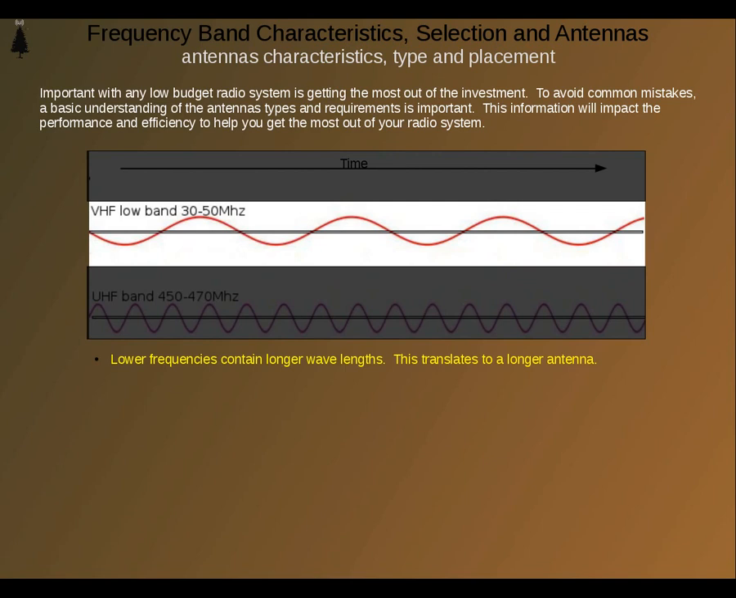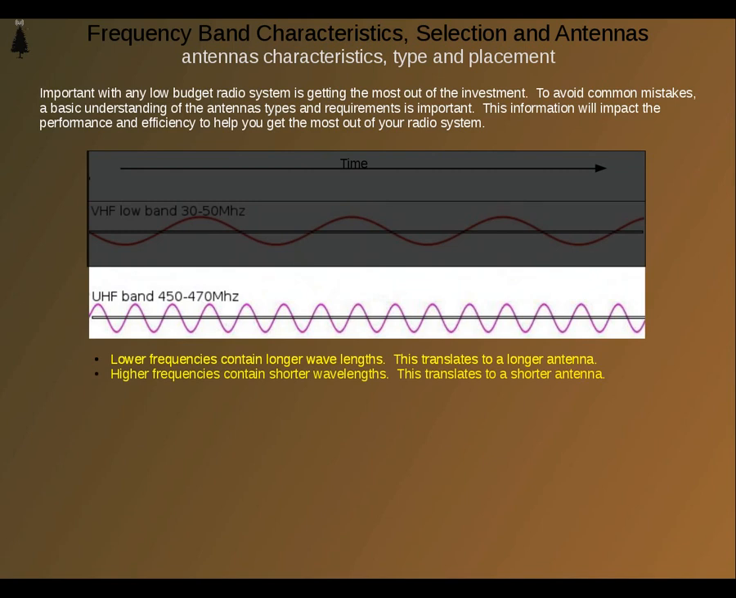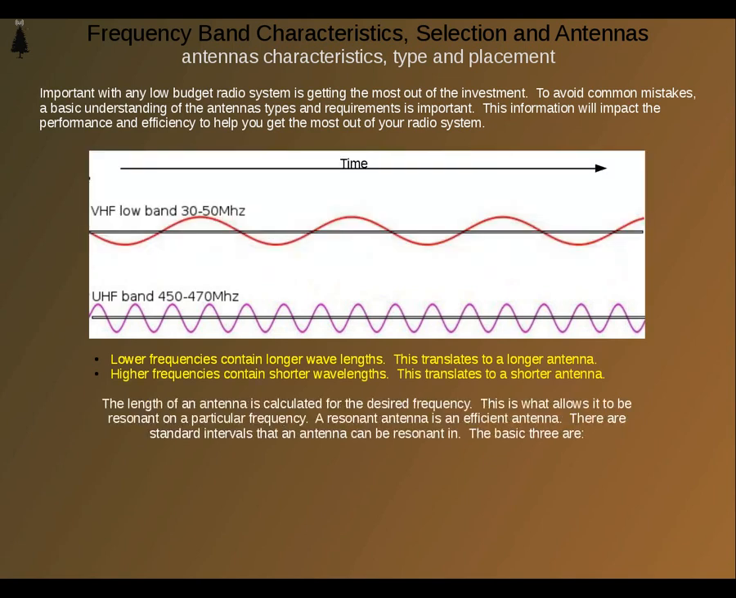Lower frequencies contain longer wavelengths. This translates to a longer antenna. Higher frequencies contain shorter wavelengths. This translates to shorter antennas. The length of an antenna is calculated for the desired frequency. This is what allows it to be resonant on a particular frequency. A resonant antenna is an efficient antenna. There are standard intervals that an antenna can be resonant in. The basic three are full wavelength, half wavelength, and quarter wavelength.